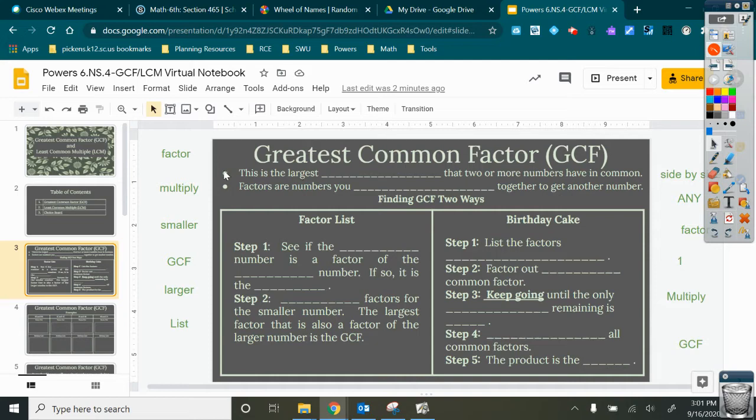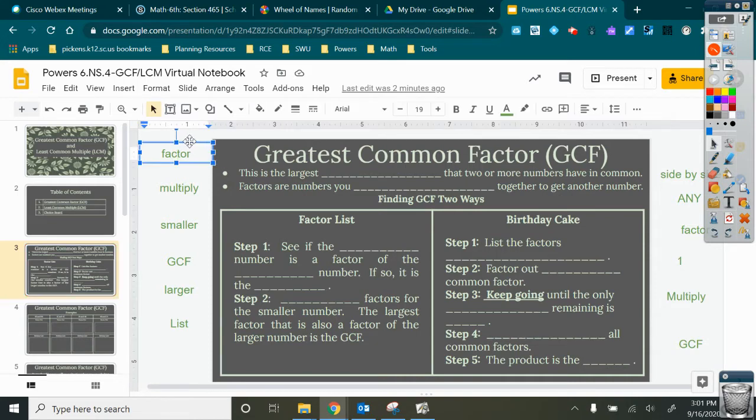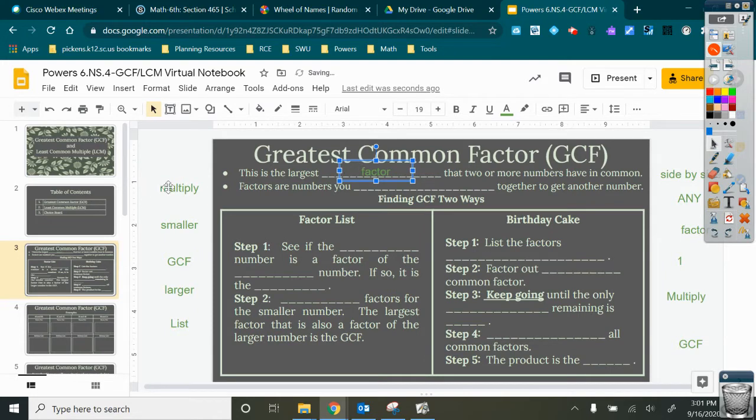So the greatest common factor is the largest factor that two or more numbers have in common. And factors are numbers that you multiply together to get another number. So for example, if we had 2 times 3 equals 6, these two numbers are the factors. And most numbers have factors. In fact, all numbers have factors. Sometimes it's only one in that number, but all numbers have factors.